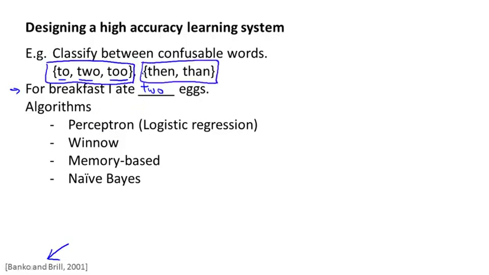So for example, in the sentence, "for breakfast I ate ___," should it be T-O, T-W-O, or T-O-O? Well, for this example, for breakfast I ate T-W-O, two eggs. So this is one example of a set of confusable words, and that's a different set. And so they took machine learning problems like these, supervised learning problems, to try to categorize what is the appropriate word to go into a certain position in an English sentence.